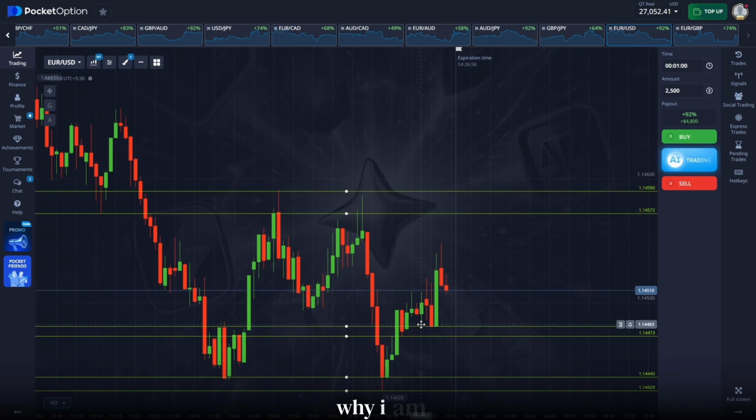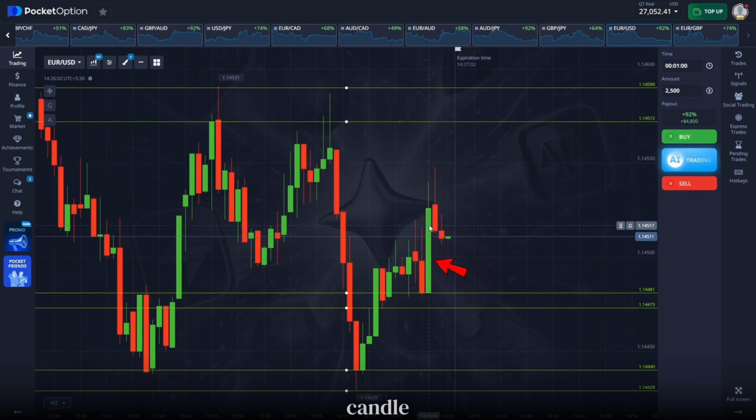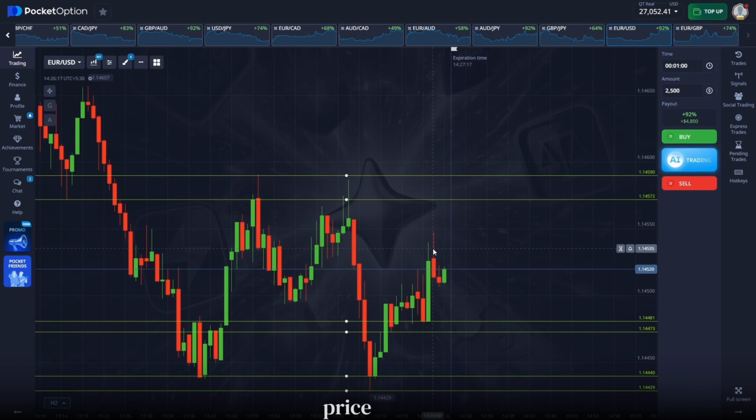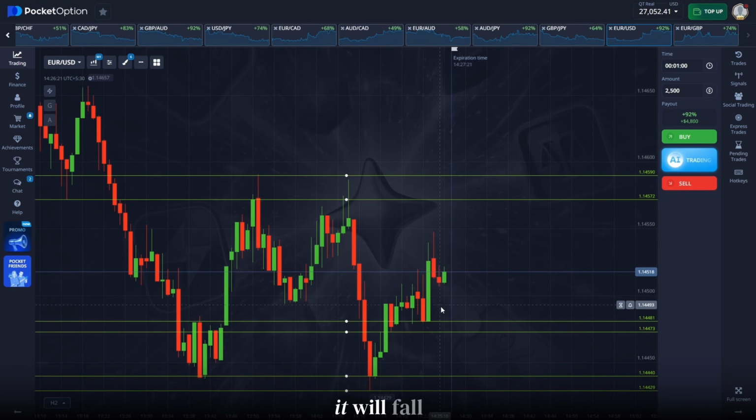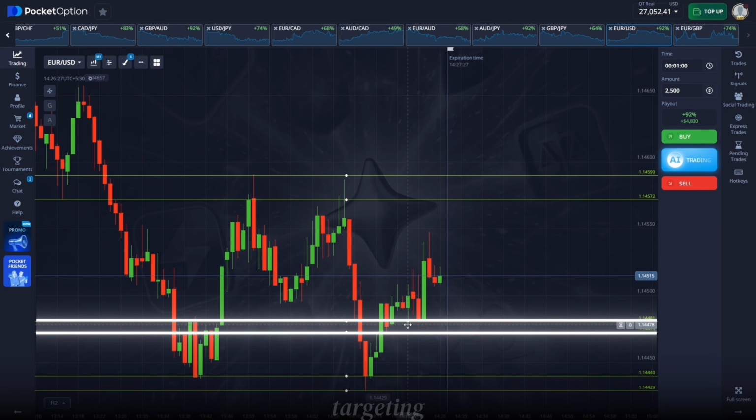The reason why I am expecting a reversal here is very simple. This particular candle created a positive impact on the price, suggesting that price will go up. So most of the buyers have placed their buy orders and their stop losses will lie here in the middle, but I am targeting the bottom here, because if price wants to grab all the liquidity, it will fall completely and hit these stop losses, and then it will instantly reverse in the upside direction. So that's why I'm targeting this zone.